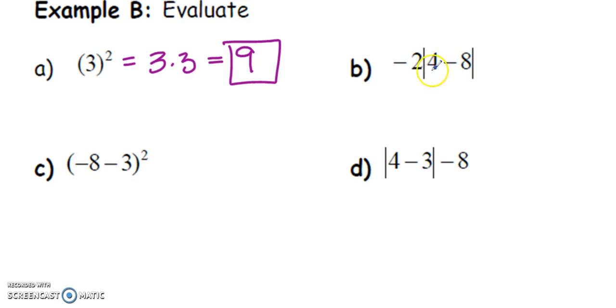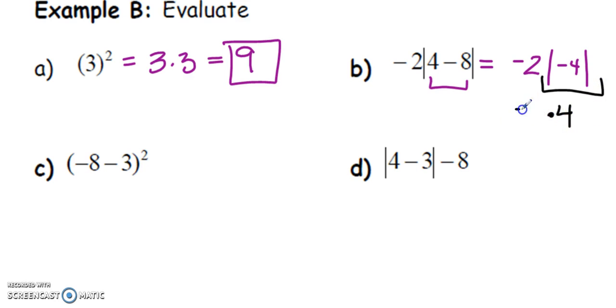We'll go over to B here. We are going to simplify on the inside first. 4 minus 8 is -4, so we still have -2, absolute value, -4. Now the absolute value of -4 is actually +4, and then we still have that -2 out front. -2 times 4 gives us -8 for our final solution.